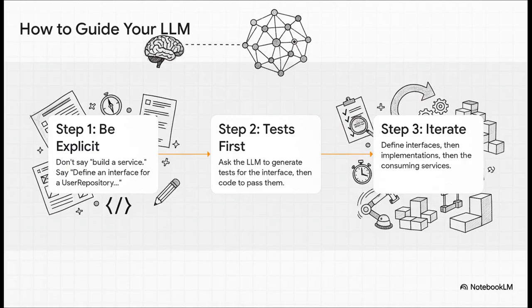So how do you actually put this into practice? Okay, step 1. Be super explicit in your prompts. Don't just say, build a service. Say, define a user repository interface with these specific methods. Step 2, and this is a great trick, have the LLM generate the tests first for the interface. Then tell it to write the code to make those tests pass.